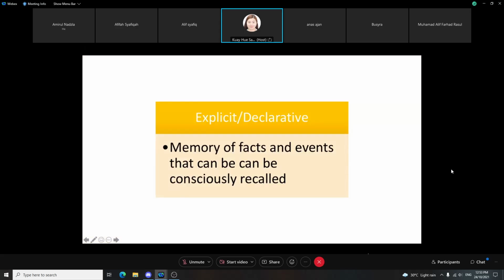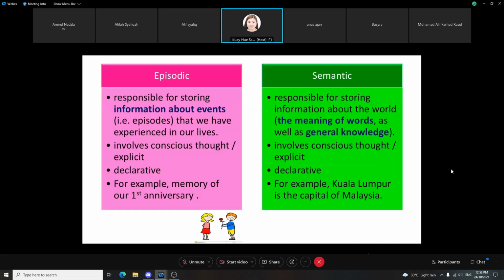I will show you some examples, okay? So under explicit or declarative memory, or what we call conscious memory just now, it means memory of facts and events that can be consciously recalled. For instance, under episodic memory, when I say it's all about me just now, right? It is responsible for storing information about events or episodes that you have experienced in your life, okay? And then it involves conscious thought, it is explicit and declarative.